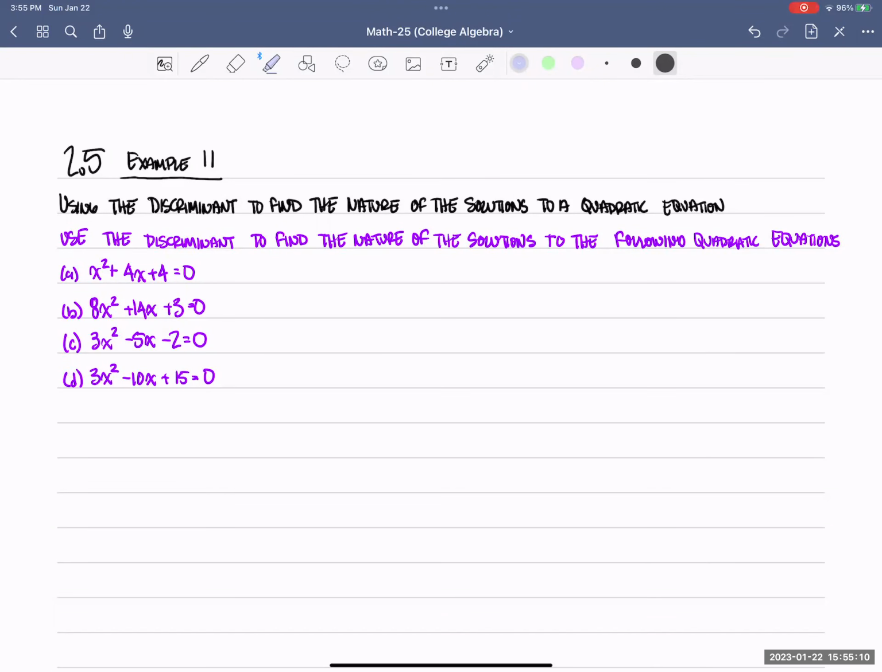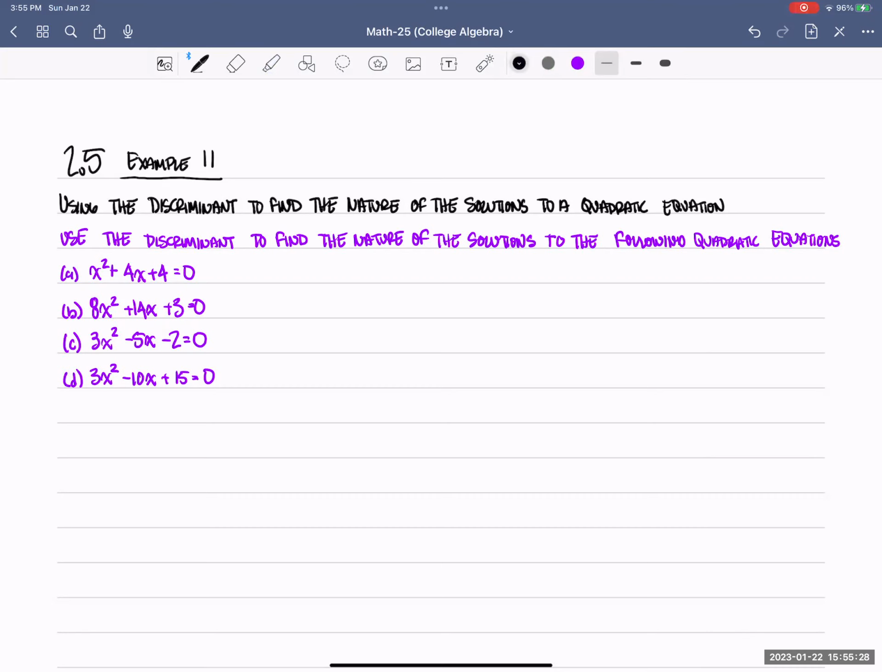Section 2.5, example 11: use a discriminant to find the nature of the solutions to a quadratic equation. Use a discriminant to find the nature of the solutions to the following quadratic equations. So first off, what is a discriminant?